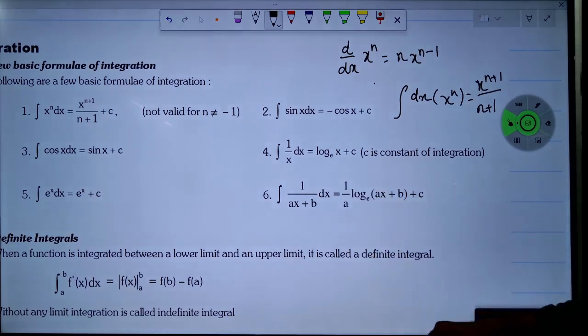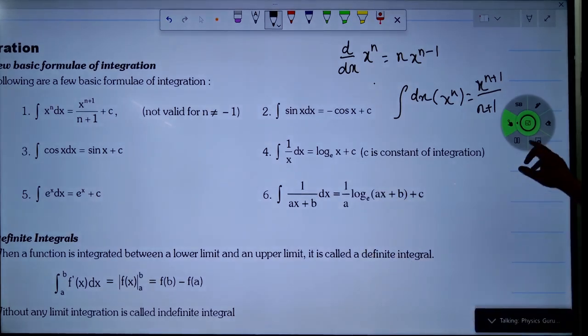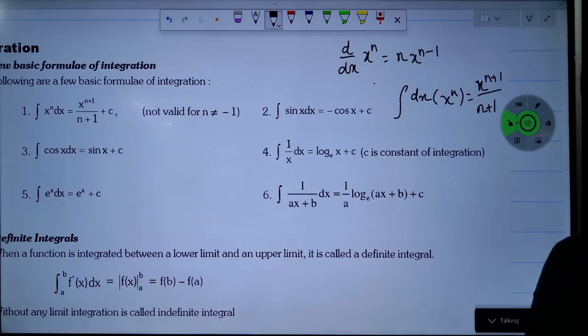Noted, children? Children, remind me today, before we leave, to tell you about maximum and minimum. Okay?